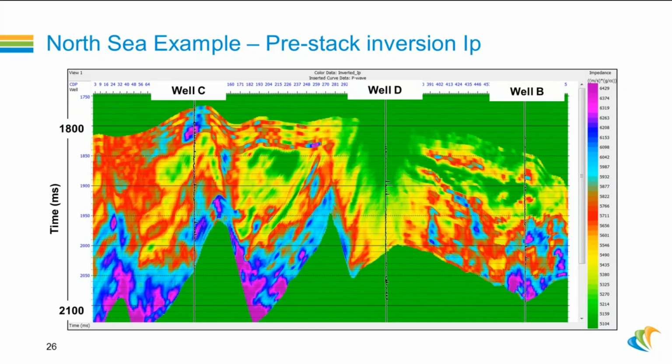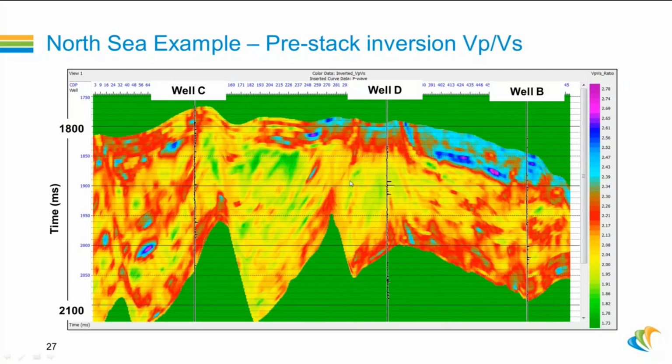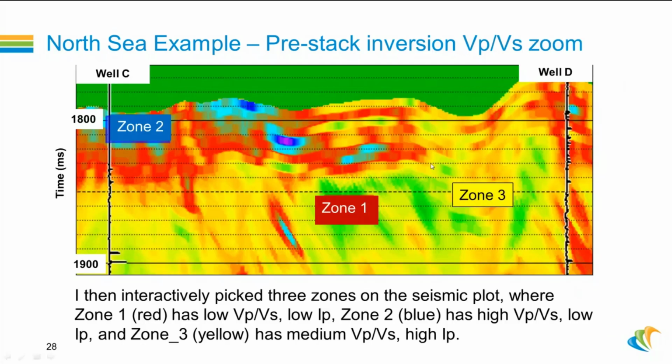And you can see quite clearly low VPVS between well C and well D and well B and well D that correspond to the low VPVS ratio, also in the same position. Actually, more so between well C and well D. So what I'm going to do now is interactively pick 3 zones. I'm going to pick zone 1 in red, which has low VPVS and low P impedance.